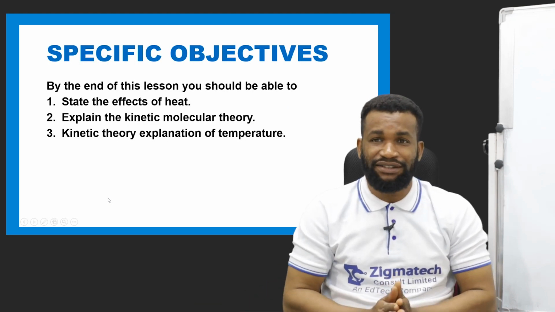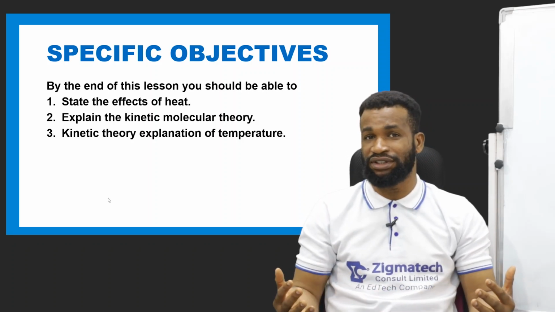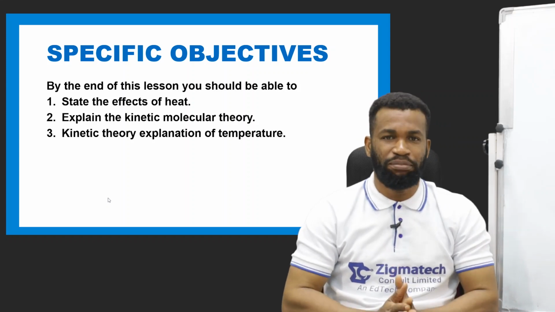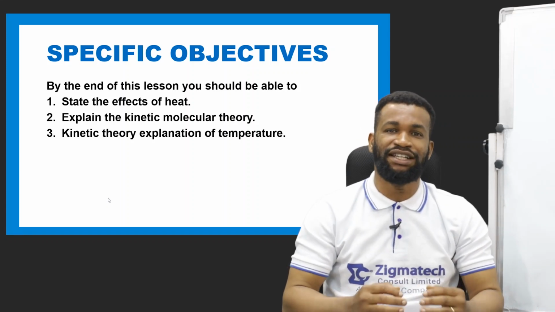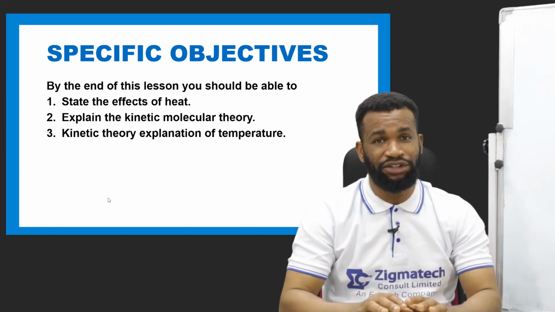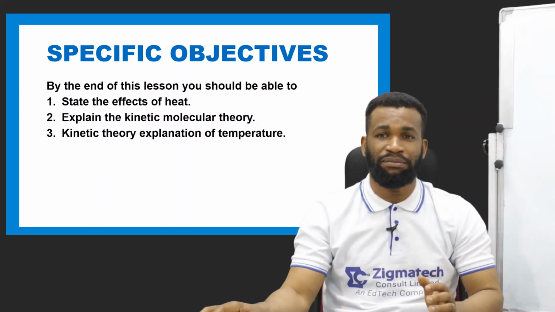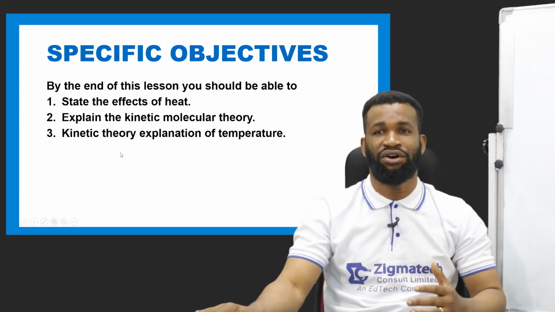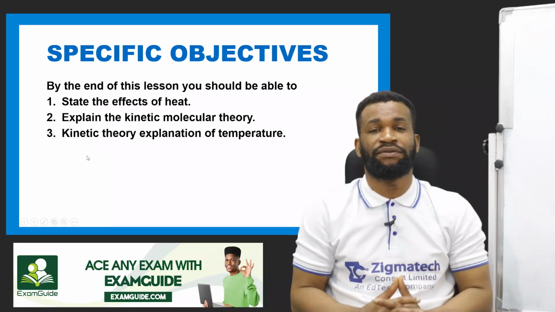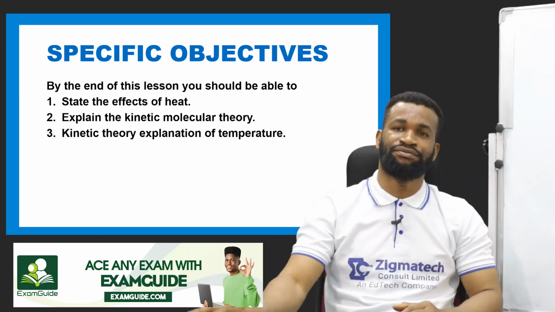By the end of this class, you should be able to state the effects of heat, what heat does to a body and what heat does to any kind of substance you see. Number two, you have to explain the kinetic theory of heat, the kinetic molecular theory of heat, how heat is affected by kinetic energy. And then we talk about the kinetic explanation of temperature, that is, explaining temperature in terms of the kinetic theory. If you are ready for this class, let's get on.